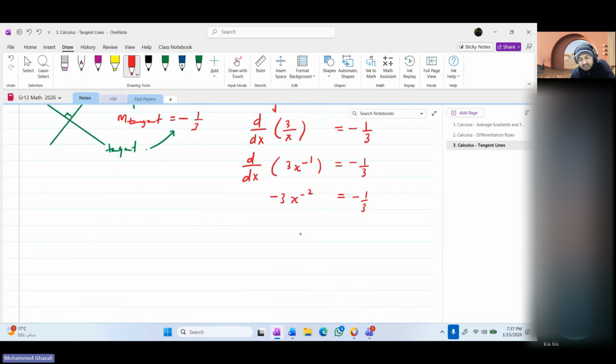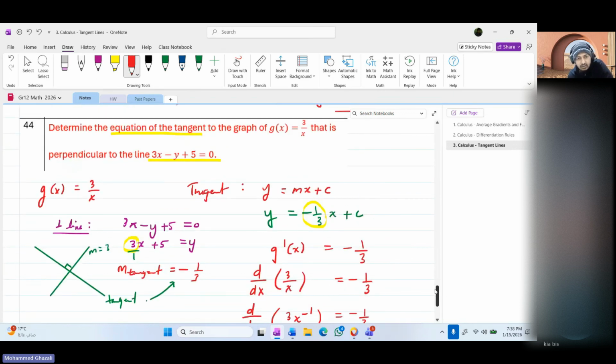Now we're going to rewrite this in exponent form. You can drop the negative on both sides. So we got 3 over x squared is equal to 1 over 3. We can cross multiply: 1 times x squared is x squared, and 3 times 3 is 9. This implies x is equal to plus or minus 3. Okay, x is equal to plus 3 or negative 3.